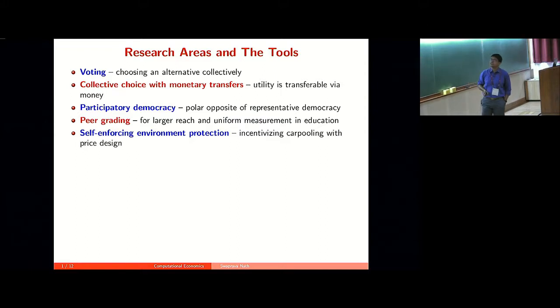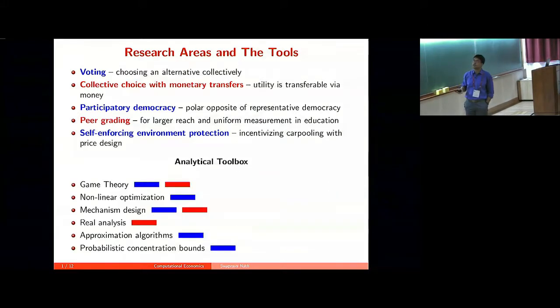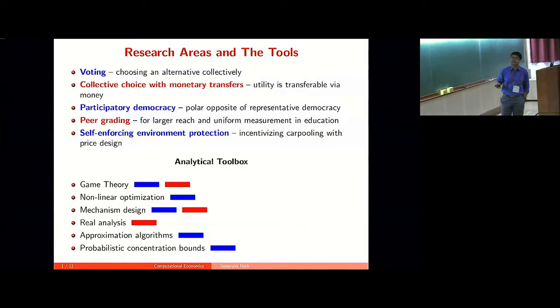Now these colors essentially represent what kind of analytical toolbox we use, what kind of analysis techniques we use. Game theory and mechanism design is common for all these problems, but in many topics we use nonlinear optimization, real analysis, approximation algorithms, and several other analysis techniques. So let me focus for the next 10 minutes on the first two problems, that is voting and collective choice with monetary transfers, starting with the second one.